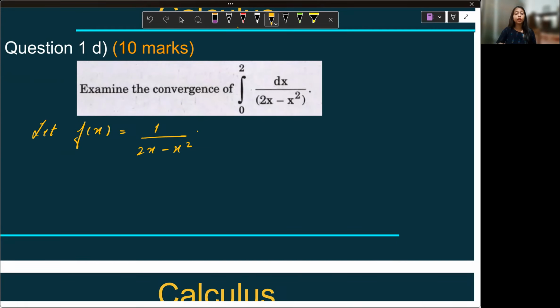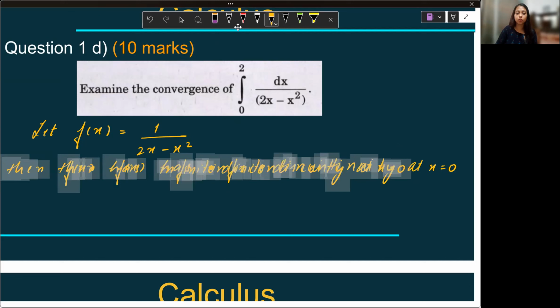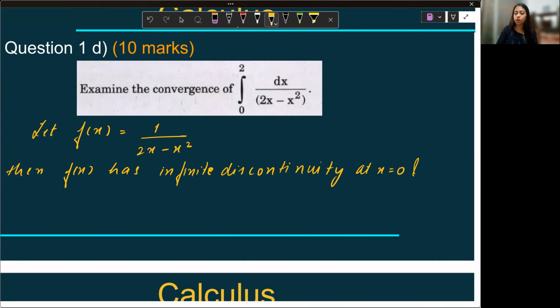Now, what can you say about the continuity of this function? I can see there is a problem at 2 points, x equals 0 and x equals 2. They are the points of infinite discontinuity. So then I can say f(x) has infinite discontinuity at x equals 0 and x equals 2. So we have to deal with them separately.